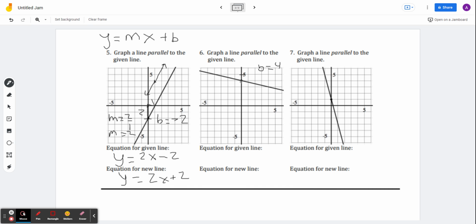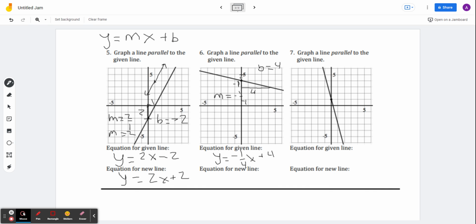So from this point, I go down 1, and then I go over 1, 2, 3, 4. So my slope here is -1 over 4. And then from there, my b is +4. So my equation would be y equals -1 over 4 x, and then plus 4.